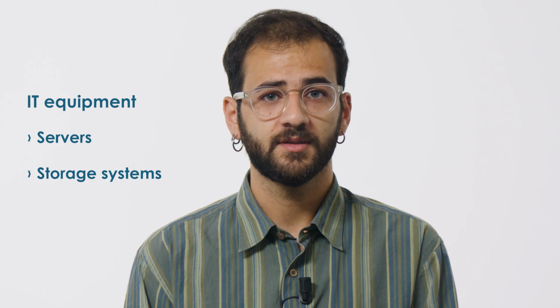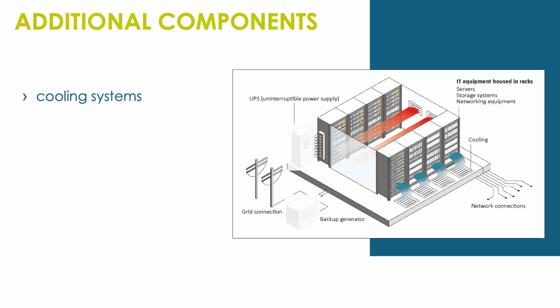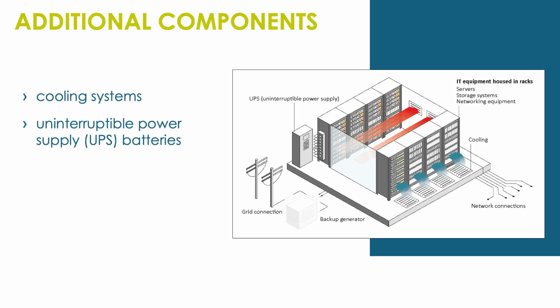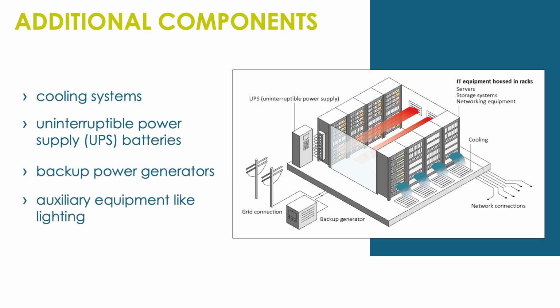Data centers are facilities that house IT equipment, including servers, storage systems, and networking equipment. To ensure these subsystems continue to function properly, data centers require additional components, such as cooling systems, uninterruptible power supply batteries, backup power generators, and auxiliary equipment like lighting. Now, let's break down each component.